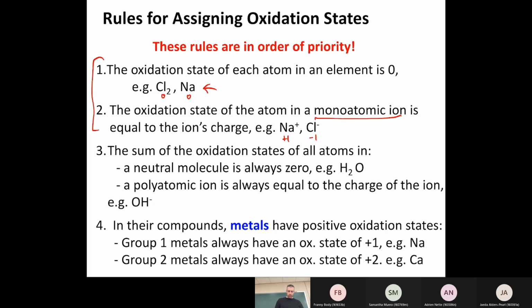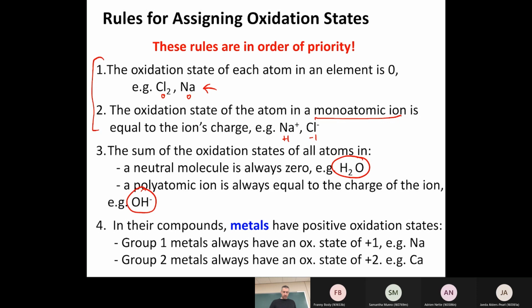The third one is an important rule. The sum of all the oxidation numbers or states of all atoms in a molecule will always add up to 0 if the molecule is neutral, or if it's got a charge, it'll add up to whatever the charge is. So in the case of water, for example, whatever the oxidation numbers are for hydrogen and oxygen, they have to add together to make 0. For something like hydroxide, they would have to add together to make -1.